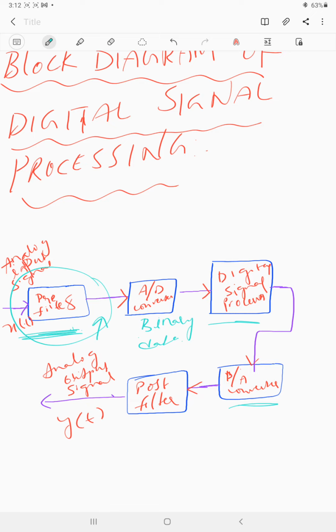Next one is a digital signal processor. This digital signal processor is the heart of the system. All the signal processing is done in this unit only.